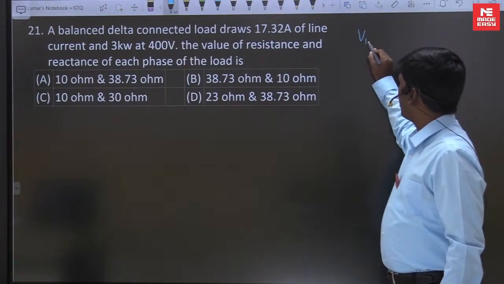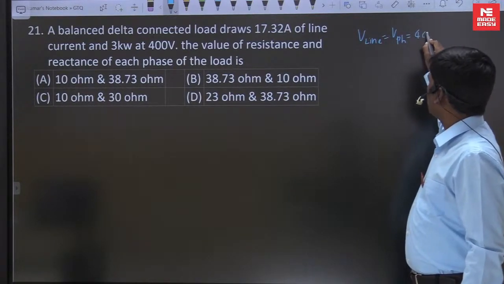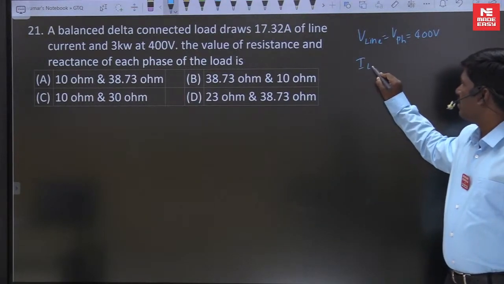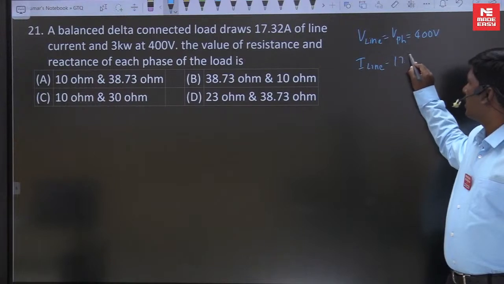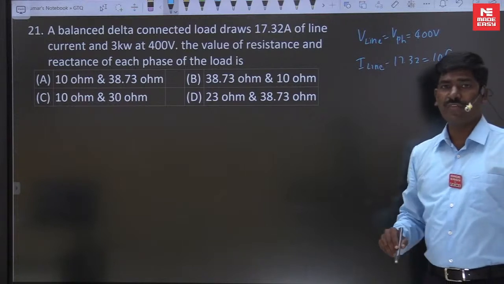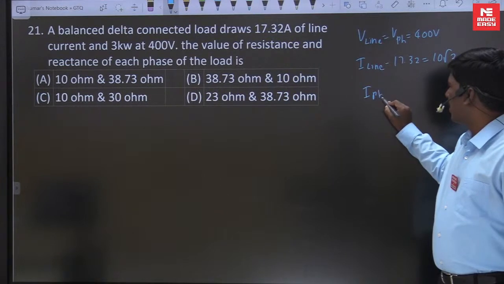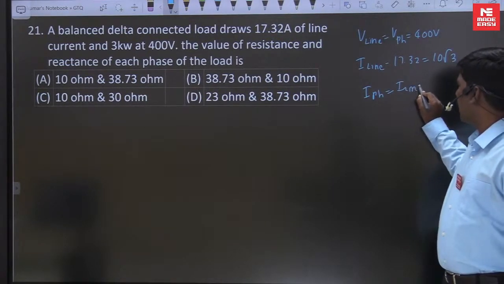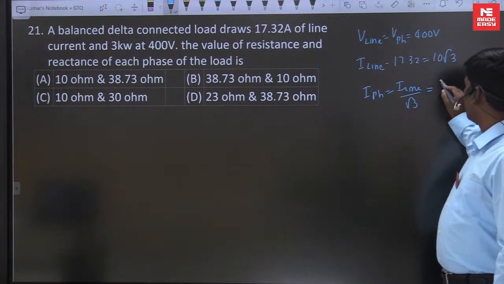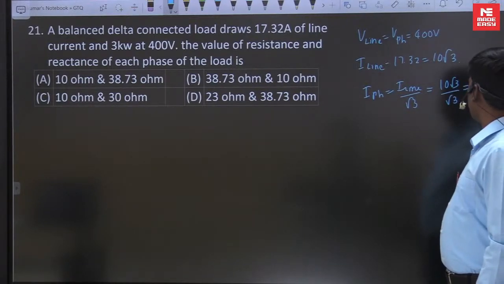In the given information, V line and V phase in a delta are the same, so here 400 volts. I line is given as 17.32, which is 10 root 3. But in a delta connected load, I phase is equal to I line by root 3, so 10 root 3 by root 3 is equal to 10 amperes.